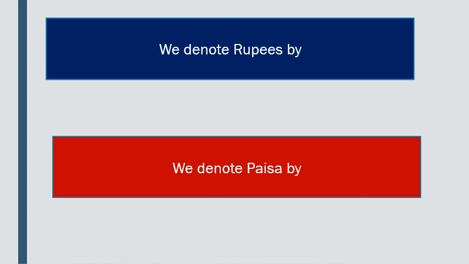In India, the Indian currency is rupee and it is denoted by this symbol. Paisa is the smallest form of money and it is denoted by P. Indian money consists of rupees and paisa.